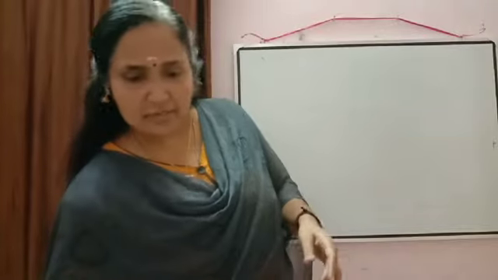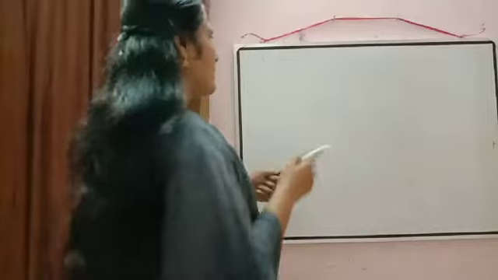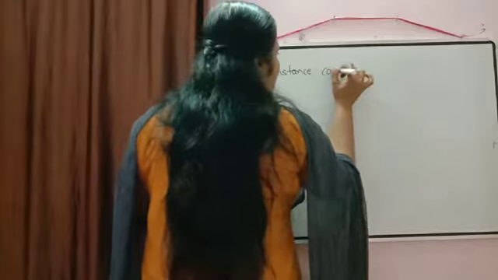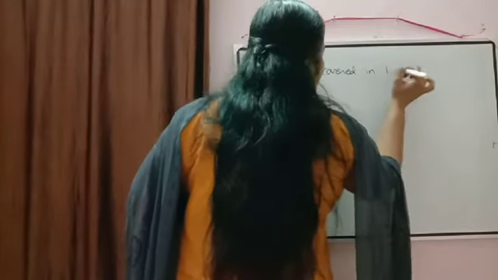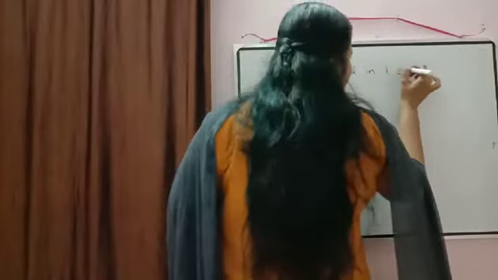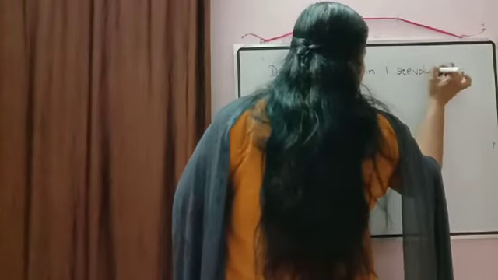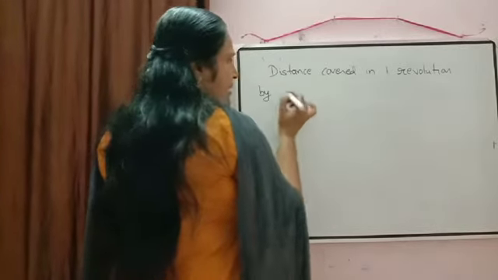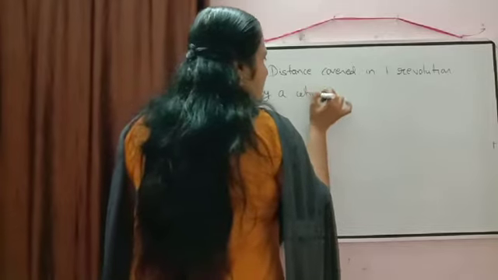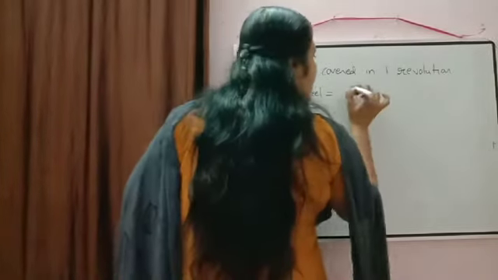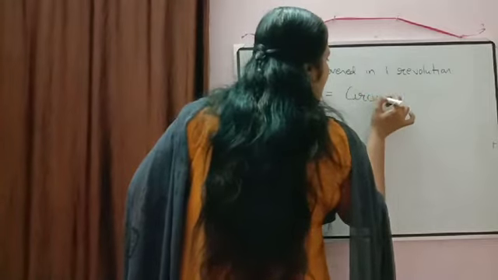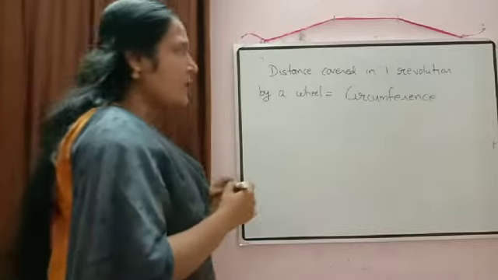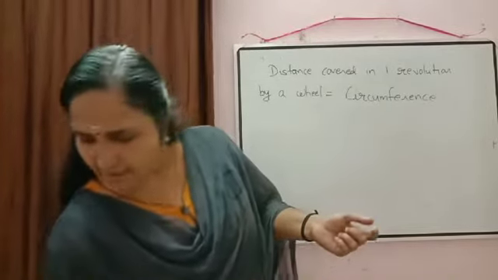So before solving the question, just write down some points. Distance covered in one round. Instead of one round, I am writing here one revolution. Distance covered in one revolution by a wheel or by any circular thing will be equal to its circumference.